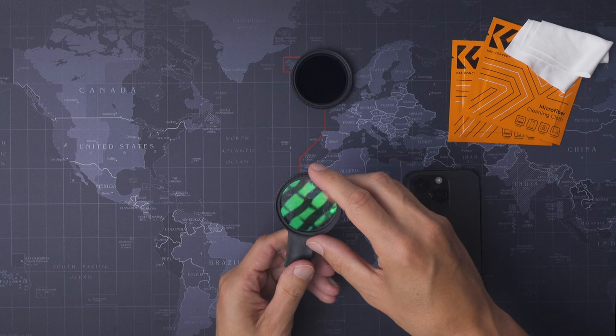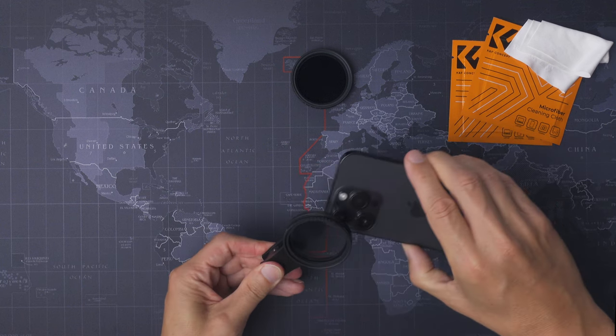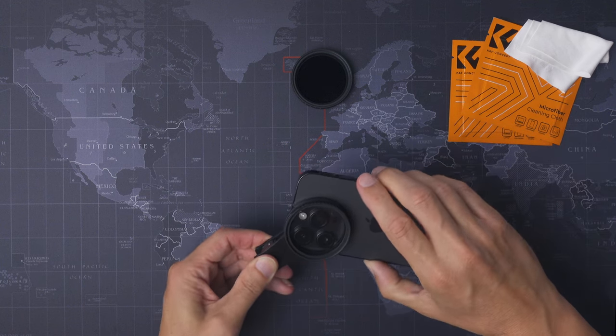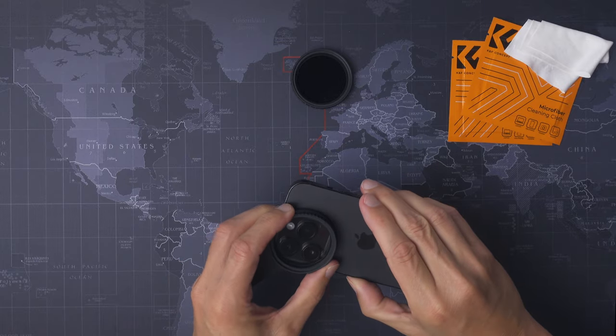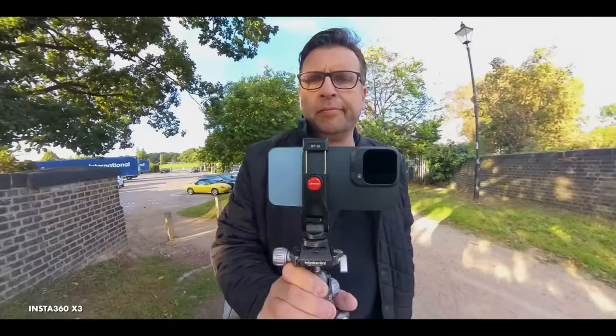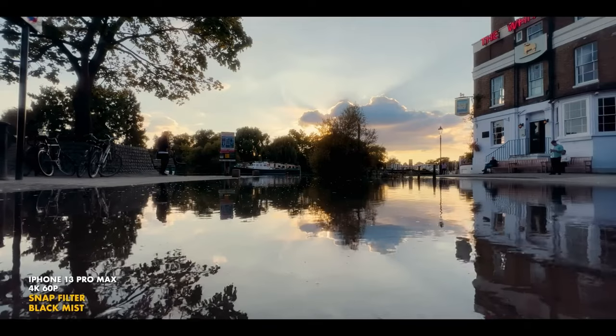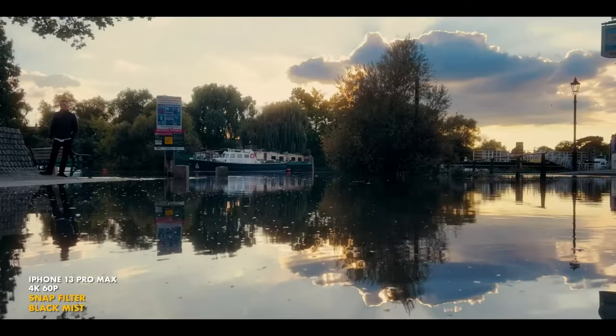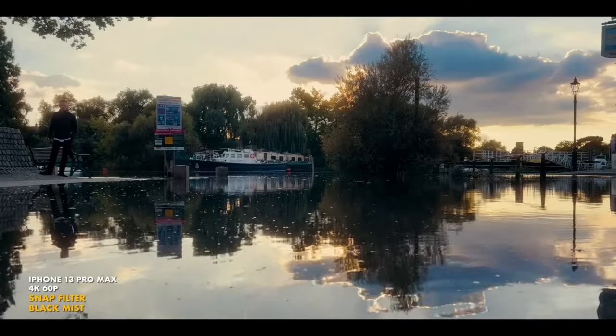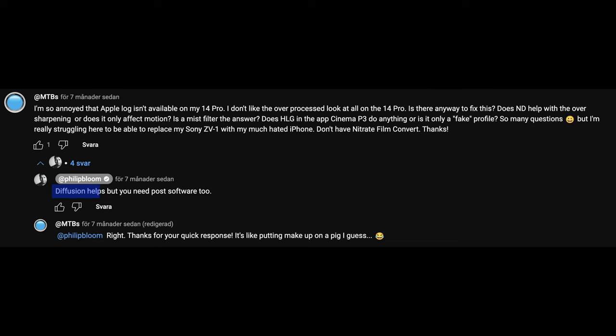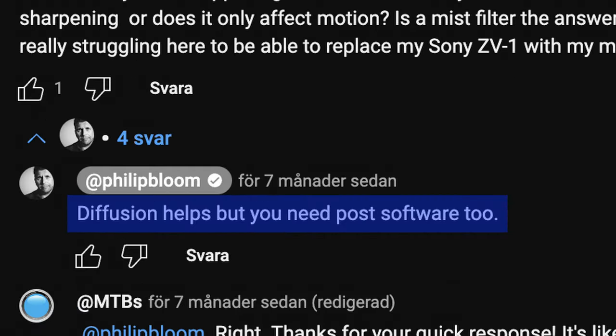So my thought about using a mist filter is to mitigate that over-sharpened and digital look and make the image into something a little bit more analog. Philip Bloom has used mist filters when testing smartphone cameras, together with a piece of software called Film Convert Nitrate, to further soften the image to look more analog. This is my question to him on the subject. My interpretation is that only mist filters don't do very much, but let's give it a try anyway.